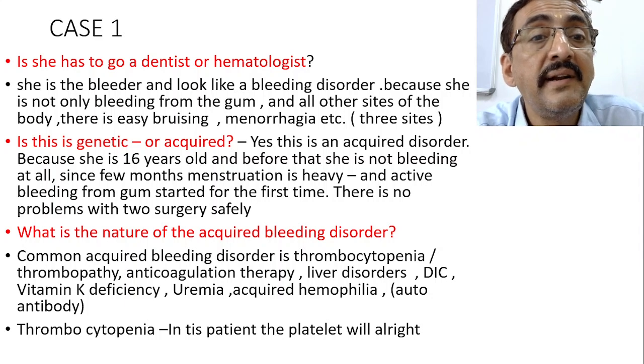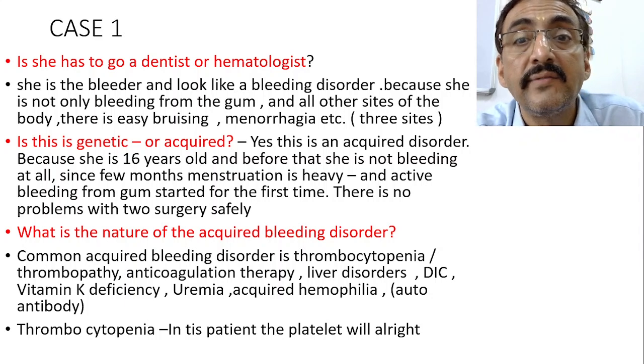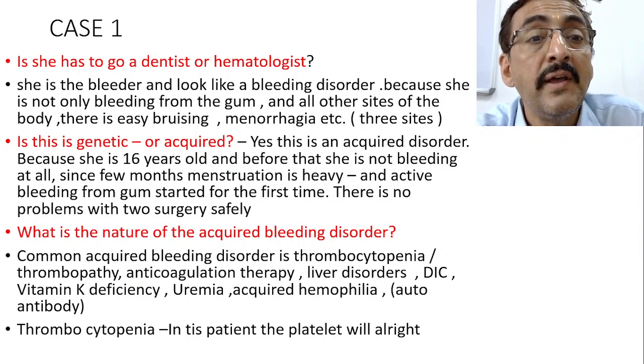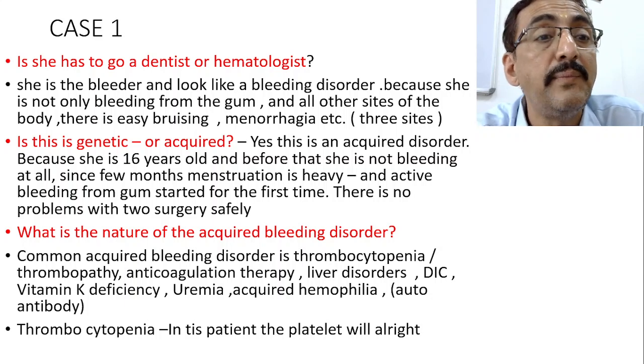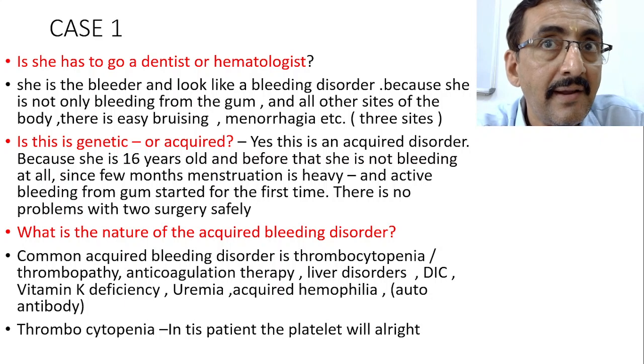Question is, is this a genetic disorder or an acquired disorder? Yes, this is an acquired disorder, because she is 16 years old and before that she has not given any history of bleeding at all, isn't it?